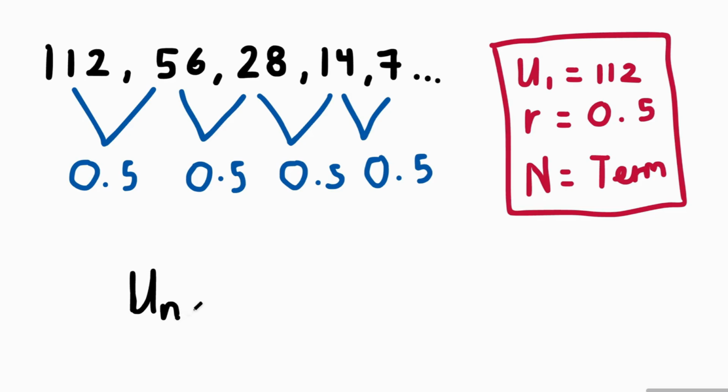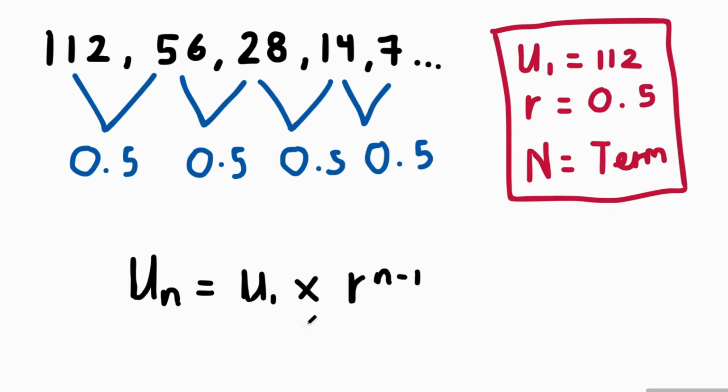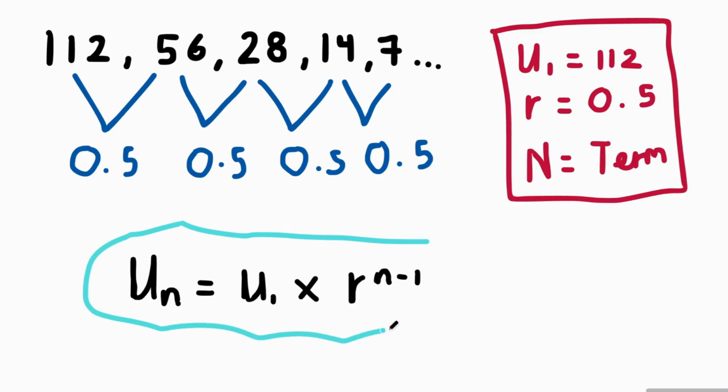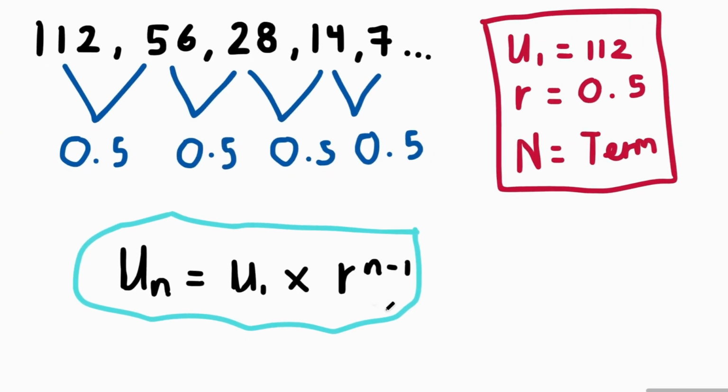Okay, so Un, which is the nth term, equals U1 multiplied by R to the power of n minus 1. That would be it. It's a bit shorter than the one for arithmetic sequences, but that would be it. And with this, you've pretty much done all the work you need to do.